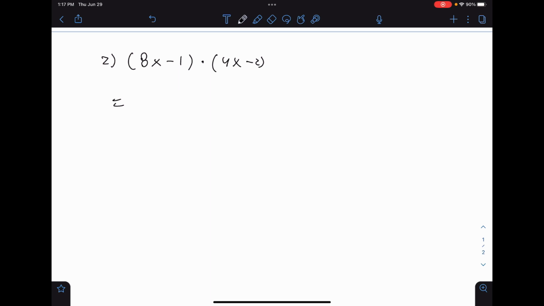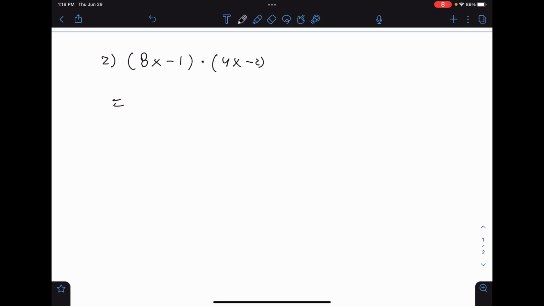So let's go through our little checklist here. What is FOIL? When do we use FOIL? Well, FOIL refers to the acronym first, outside, inside, last, and it just tells you what to do when you multiply two binomials together. So we have to figure out, okay, are we given two binomials multiplied together? So this is two terms, so that's a binomial. Okay, they're interacting through multiplication. Okay, this is two terms as well. Okay, so we're given two binomials multiplied together, so we can use FOIL.